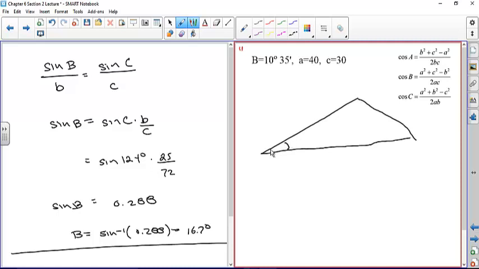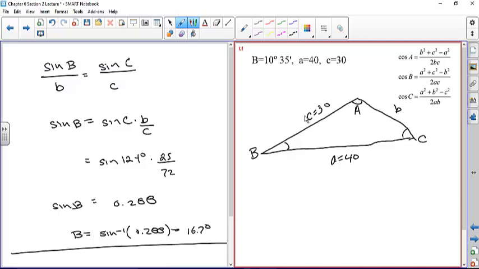So this would be B. That's angle B. This is side B. A would be the longer of these two, so that's going to be angle A. This is side A. And C would be this side, 30. And this would be angle C. Okay, so that's just a rough sketch.